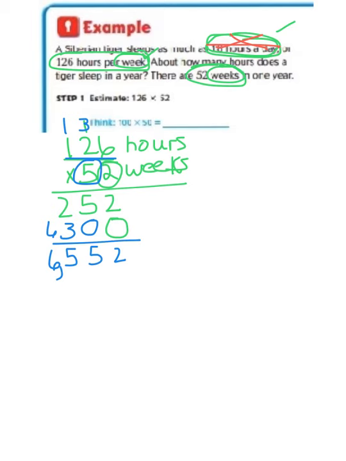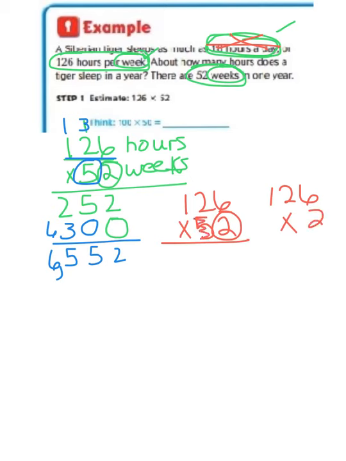Now let's take another look at the problem doing it the second way. We have 126 times 52. Since we're going to multiply, we're just going to take our 126 and multiply it by the number in our ones place value. For right now, we're going to forget about the tens place value. So 126 times 2: 6 times 2 is 12, carry our 1, 2 times 2 is 4, plus 1 is 5, 1 times 2 is 2.